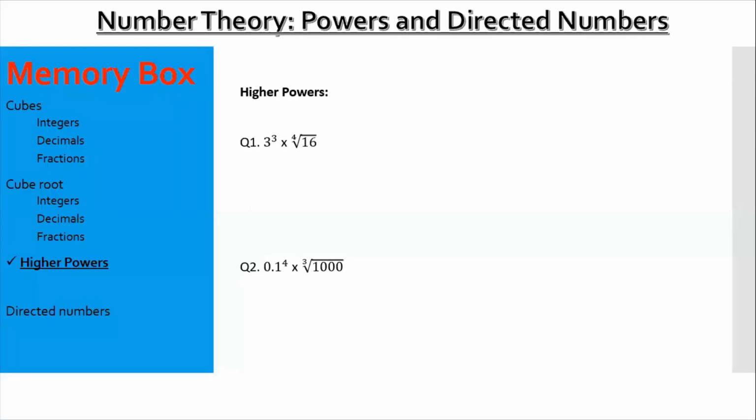Now these are slightly complicated problems which involve higher powers. In the first question, I need to calculate the cube of 3 and multiply that with the 4th root of 16. In order to do so, we'll first calculate the cube of 3, which is simply given as 27, and in order to calculate the 4th root of 16, we'll again write 16 in its prime factor form, and instead of 3, we'll now take 4 because it's the 4th root.